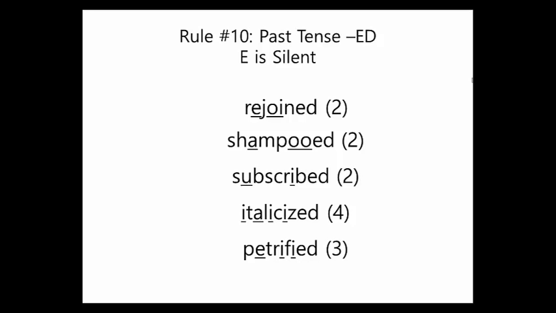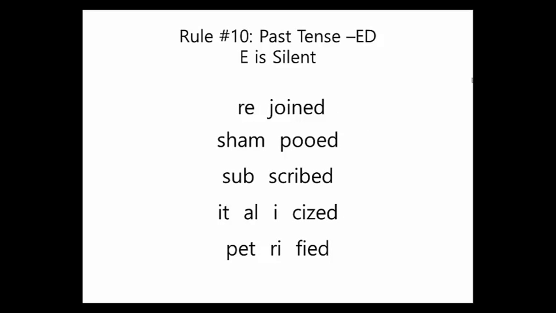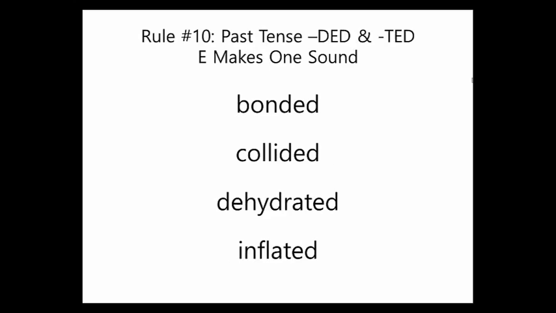Divide the words into parts. Check to make sure that the number of parts matches the number of vowel sounds. Sound out the words. For most words that end in ed, the e will be silent. But if a word ends in ded or ted, the e will make a sound.